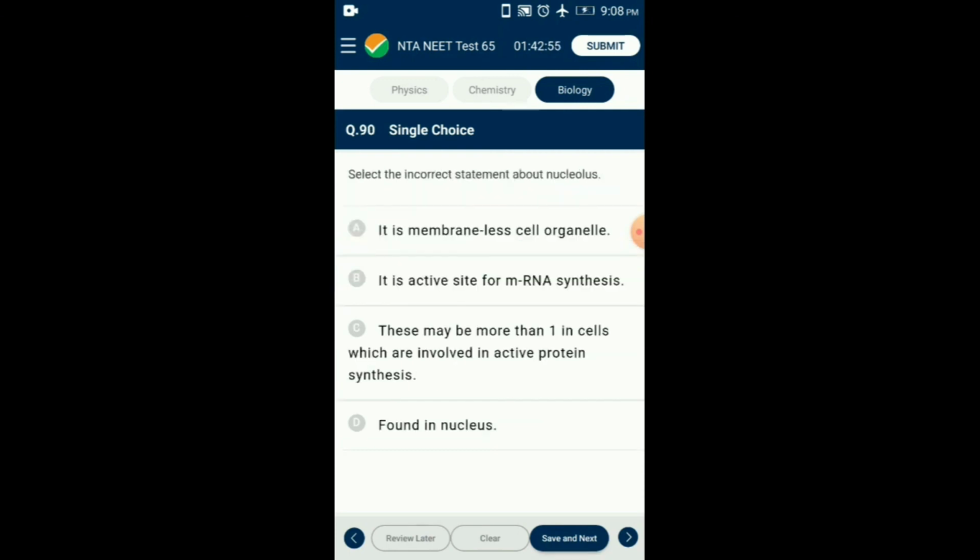Question number 90. Select the incorrect statement about the nucleolus. The nucleolus is membraneless and is the active site for ribosomal RNA synthesis. Nucleoli are found more than one and are also larger in size if the cells are actively involved in protein synthesis. So the answer for this question is option B. It is an active site for mRNA synthesis, and that is the incorrect statement about the nucleolus.